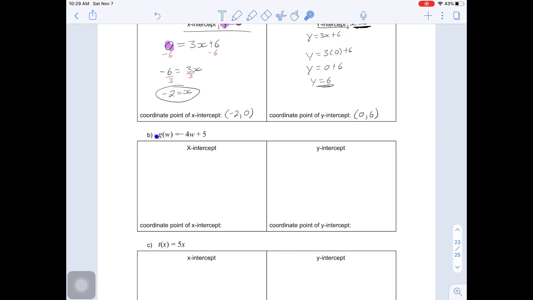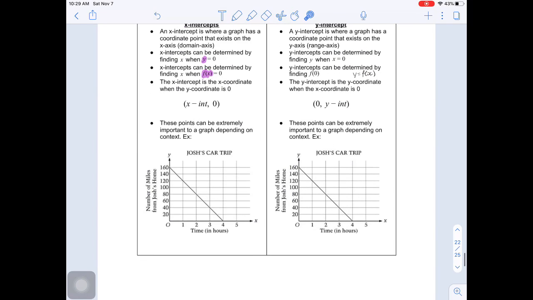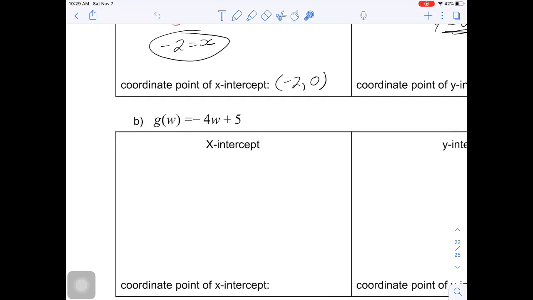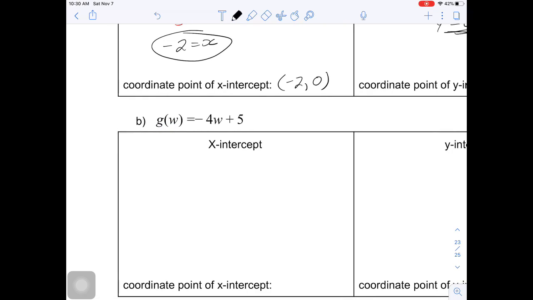So now we're dealing with something in function notation. So I'm going to now apply our second kind of explanation of what an x-intercept is, using function notation to describe this. Here, find the x-intercept for g of w, or g as a function of w, equals -4w plus 5. Remember, this is not g times w. This is g as a function of w, okay?